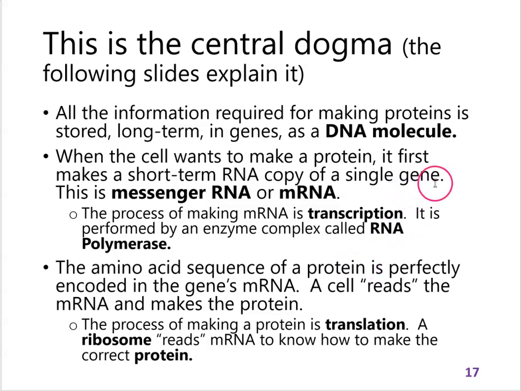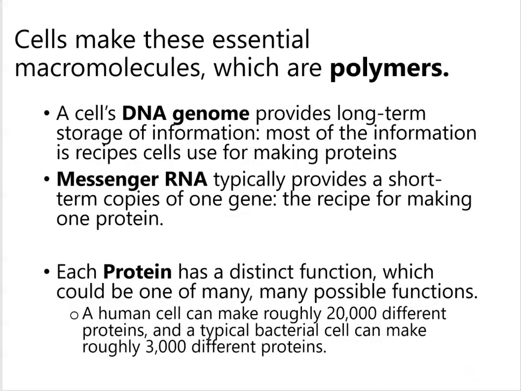Some people, when talking about the central dogma, also look at how DNA is copied, because when a cell divides and tries to become two cells, it needs to first copy all of its DNA. And so that often is part of it. The DNA molecule is copied by an enzyme complex called DNA polymerase. So RNA is made by RNA polymerase, DNA is made by DNA polymerase.